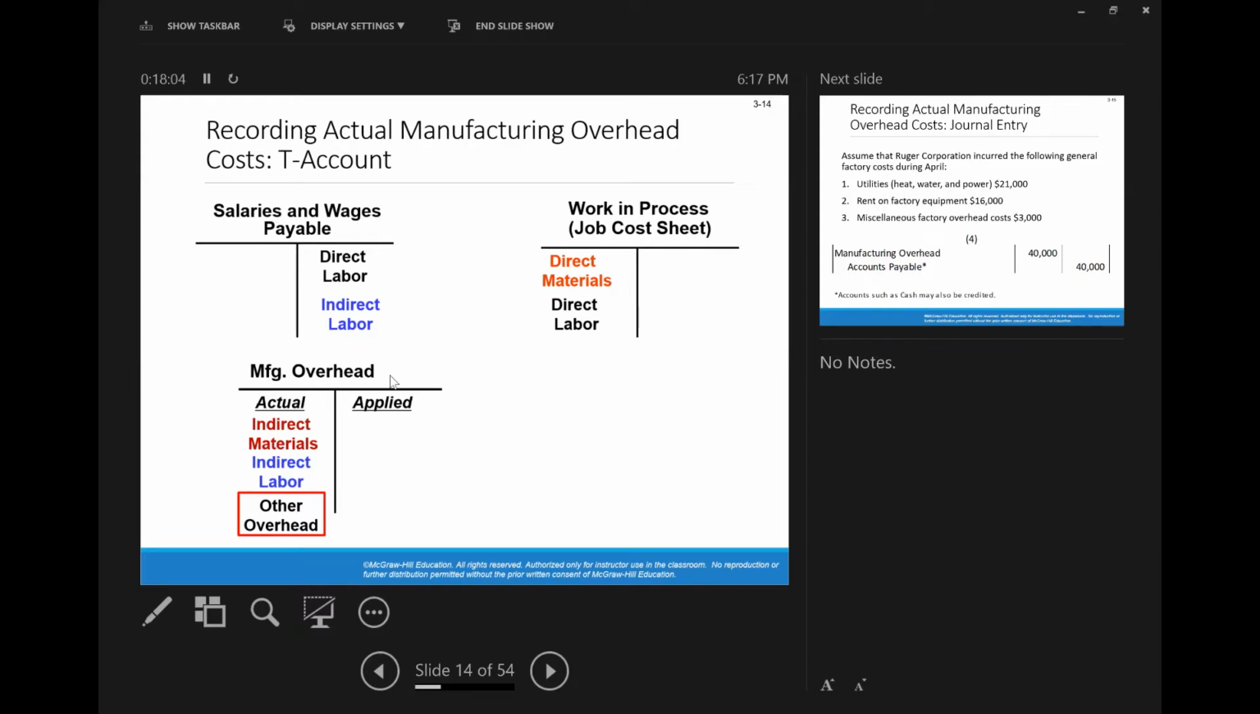So you can see how this is flowing, right? Out of your direct materials, out of your labor, setting up your labor and putting it all into work in process. And then the indirect portion is going to manufacturing overhead as a debit.